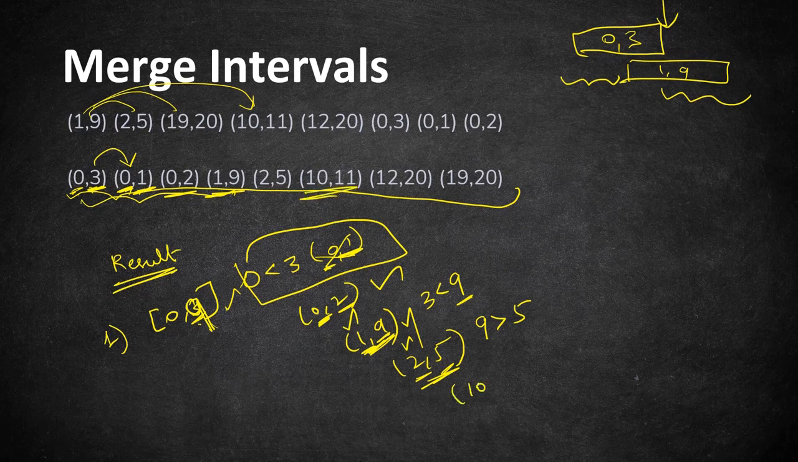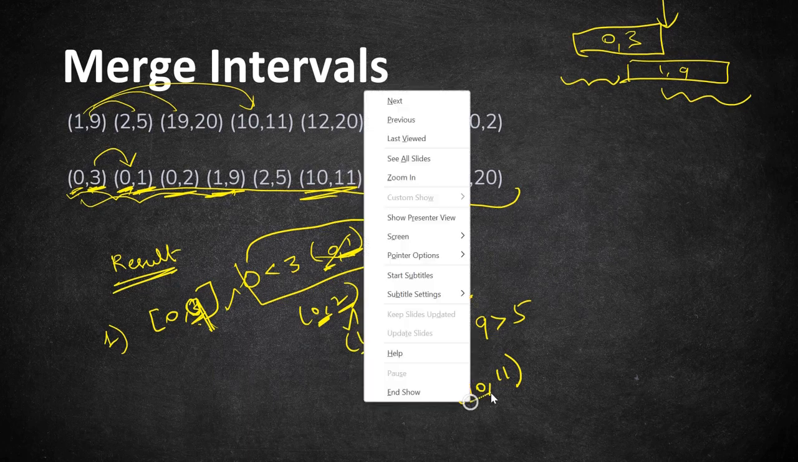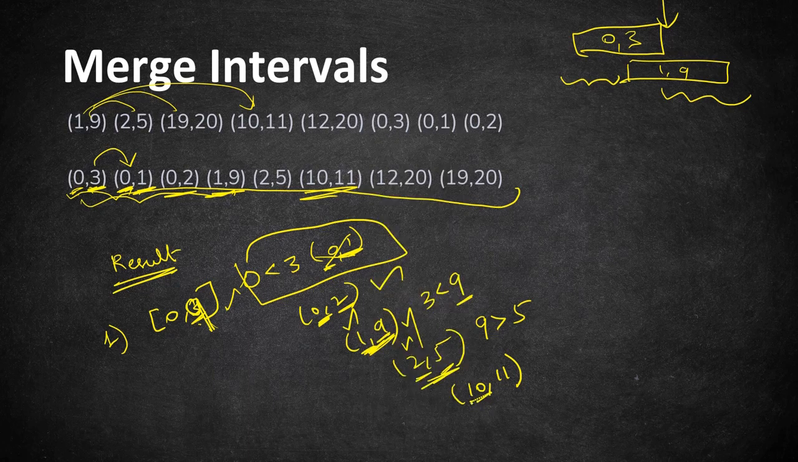Now we are checking 10 comma 11. We have to check whether they fall under or override each other. If you compare 10 and 9, 10 is greater than 9. So this doesn't overlap, and we don't have to check the first value because we sorted them already. This means we found a new non-overlapping interval, so it's time to add it to the end of the list.